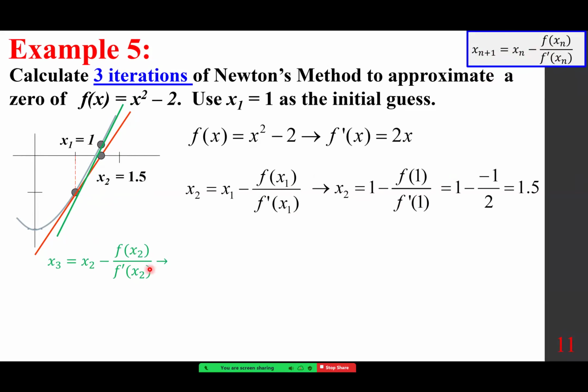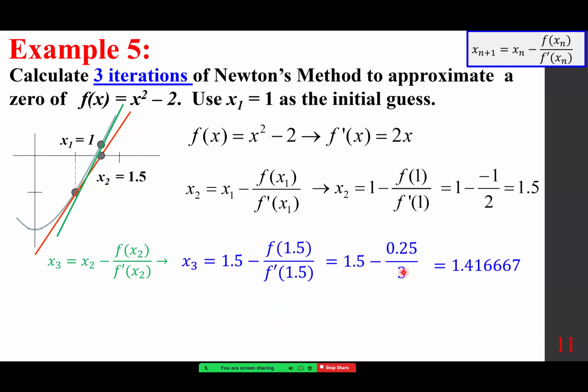So x sub 2 is 1.5. So 1.5 minus f of 1.5 over f prime of 1.5. Over here, you put 1.5, square it, you get 2.25 minus 2 becomes 0.25. Over here, you put 1.5, 2 times that makes it 3. So we have 1.5 minus 0.25 divided by 3. And it ends up with, if you use a decimal, 1.416667.